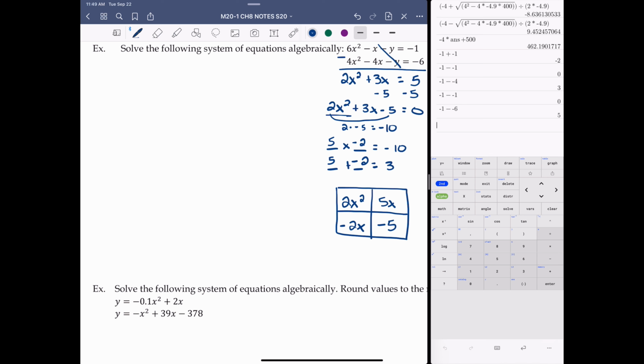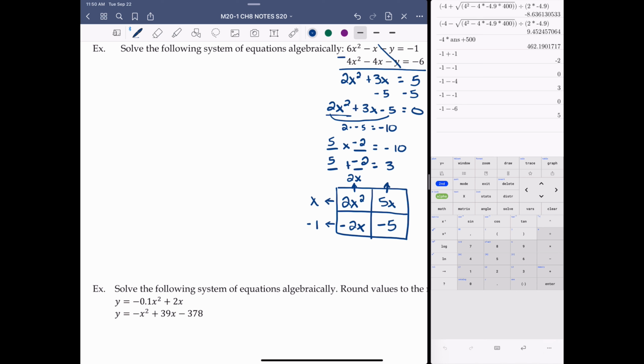Now we want to common factor each row and column. Looking at the first row, the common factor between 2x squared and 5x is just x. Then looking at the second row, negative 2x and negative 5, the common factor is negative 1. Then the first column, 2x squared and negative 2x. If you have one negative in a row or a column, and it's at the beginning of the row or the top of the column, then your common factor is negative. If it was negative 2x squared, I would make my common factor negative. But since the first term in the column is a positive 2x squared, my common factor is positive. So my common factor is positive 2x.